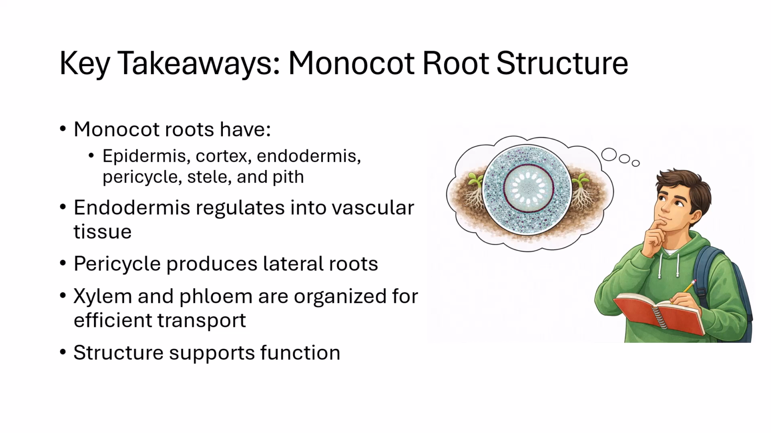To wrap up this activity, monocot roots have a very organized internal structure that includes the epidermis, cortex, endodermis, pericycle, vascular tissues, and a central pith. The endodermis plays a key role in regulating what enters the vascular system, while the pericycle is responsible for producing lateral roots. The arrangement of xylem and phloem supports efficient transport of water, minerals, and sugars. Once again, the big idea holds true. Structure supports function. The way these tissues are arranged is exactly what allows the root to absorb, regulate, and transport materials effectively.